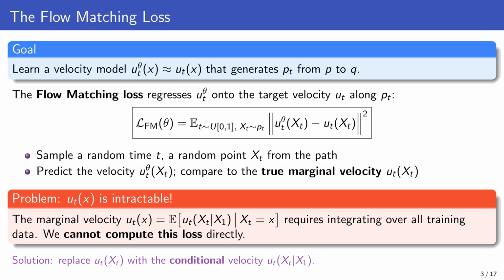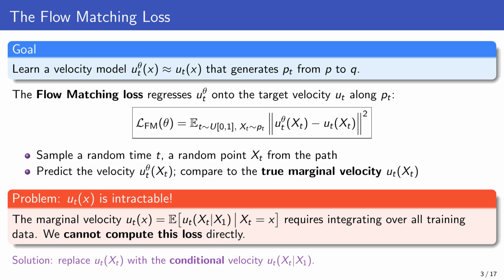This is conceptually simple. If we could minimize this loss to 0, our network would perfectly reproduce the marginal velocity field, and solving the ODE at inference time would generate exact samples from the target distribution q. But here is the catch, and it is a serious one. The true marginal velocity u_t(x) requires a conditional expectation that integrates over all data points. For each position x at time t, you need to consider every possible target x1 in your dataset and weight its conditional velocity by the posterior probability of that target given x. This integral is intractable for any realistic dataset.